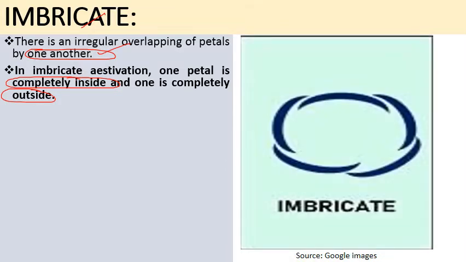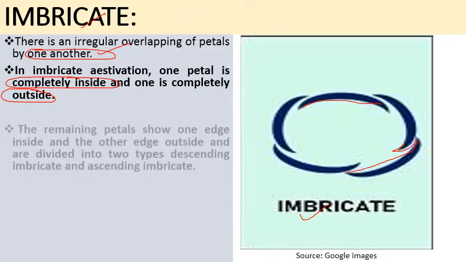So in this photograph, or animated diagram, we can see here जो एक petal है वो completely अंदर की तरफ है और एक जो petal है वो completely बाहर है और जो next 3 remaining petals हैं वो twisted की तरह arrangement है. मीन्स उनका एक edge दूसरे petals को ओवरलैप कर रहा है. इस तरह की estivation कहा जाता है imbricate estivation.